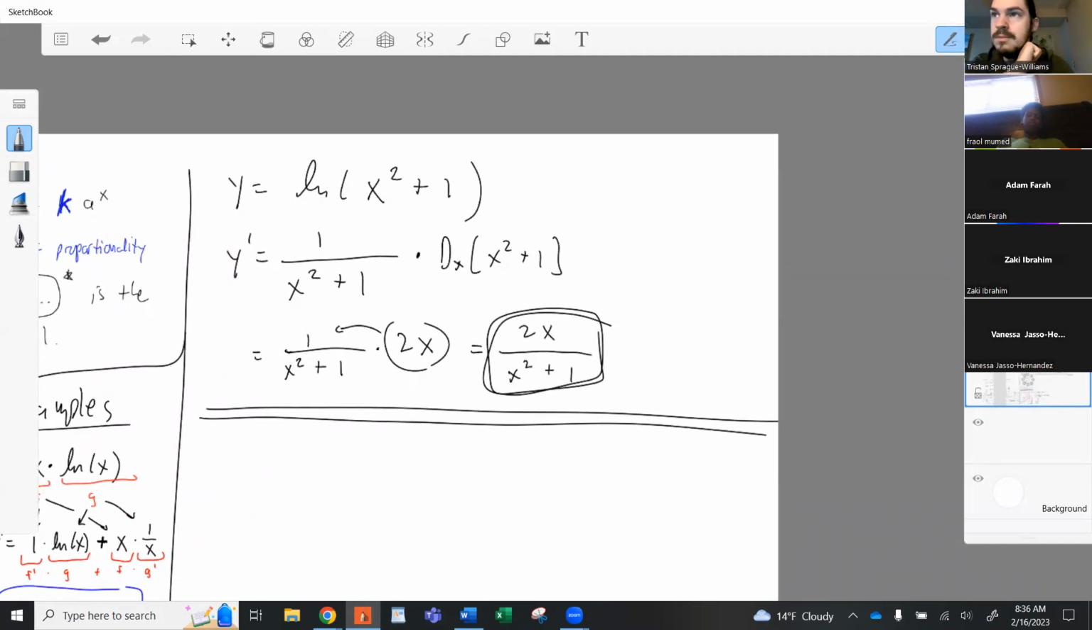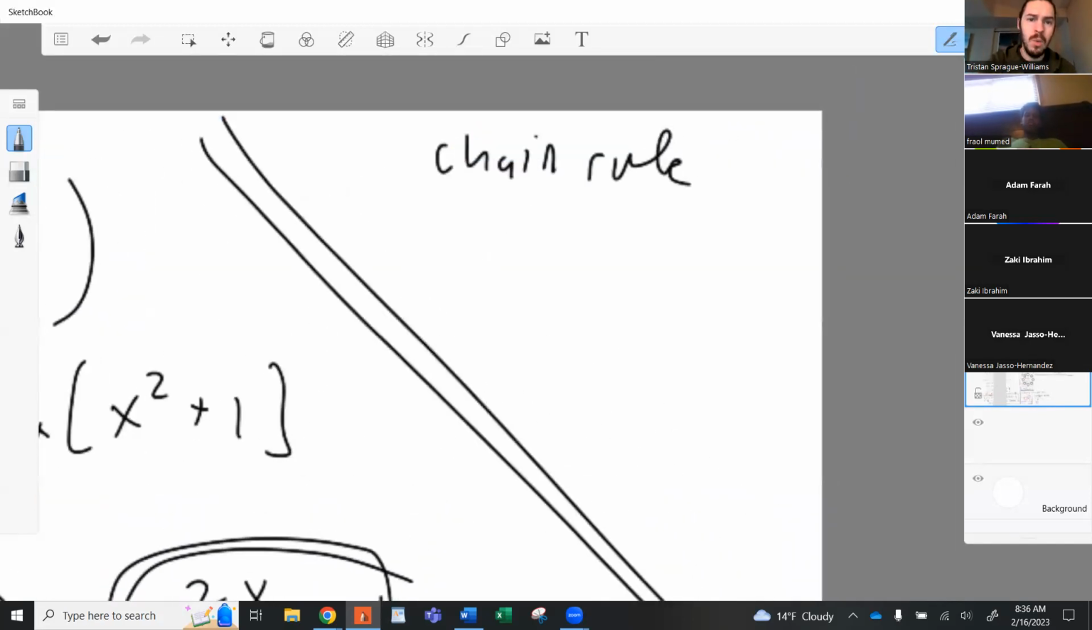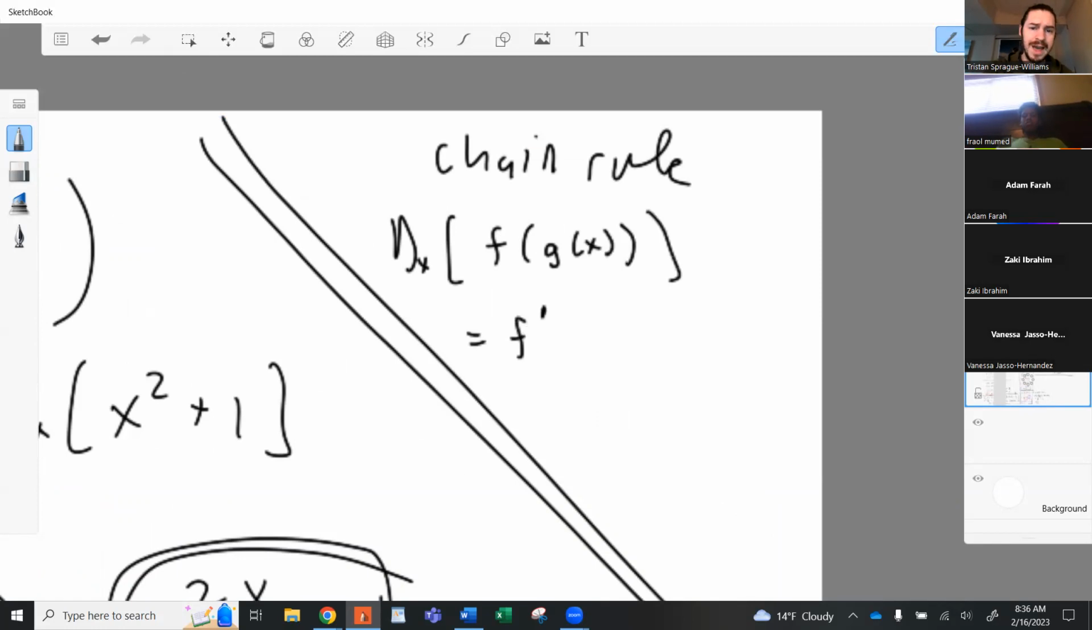I have a question. Why does it have to be times the derivative of x squared plus 1? The chain rule. Whenever we're doing the derivative of a composition of functions like this, we always have the derivative of the outer function and then multiply by the derivative of the inner function.